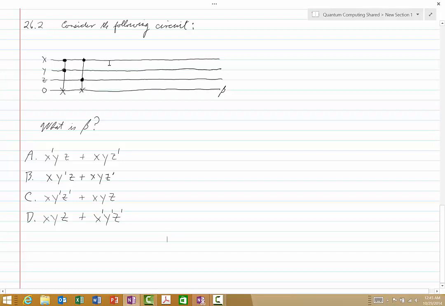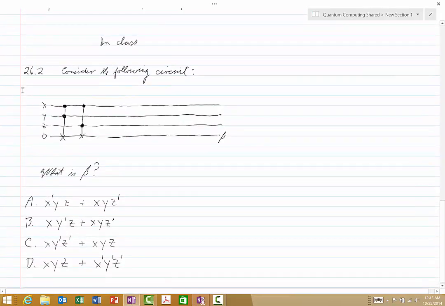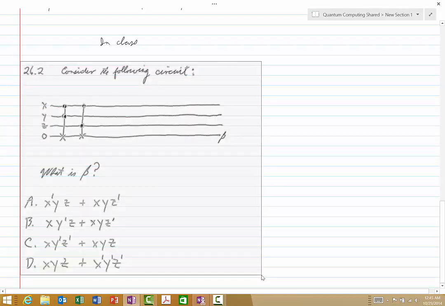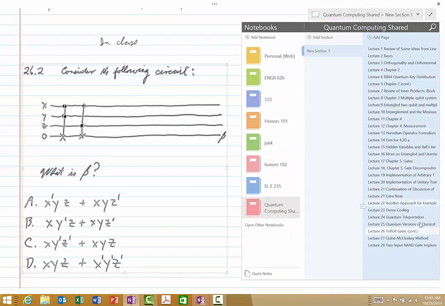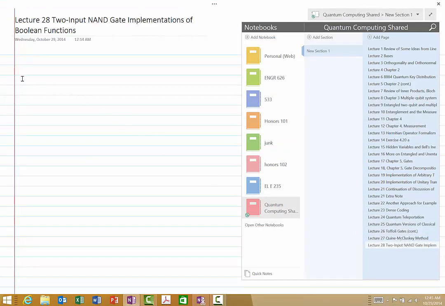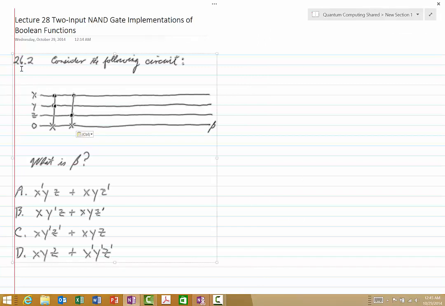And you will remember that I gave you the hint that you might want to use the approach of just having a truth table, and that way you could identify what beta is. Now I want to show you another approach that is more efficient. So let's see how this goes. Okay, so here's the problem again. I've transferred it to today's lecture, lecture 28.